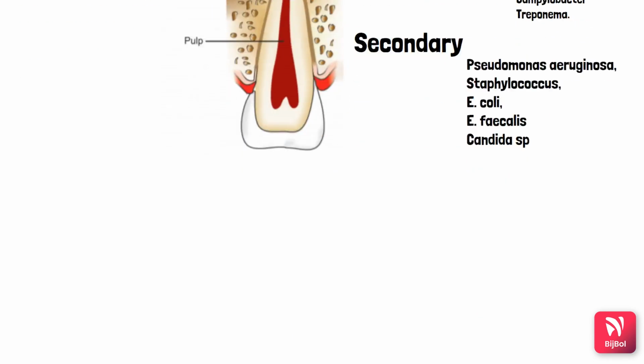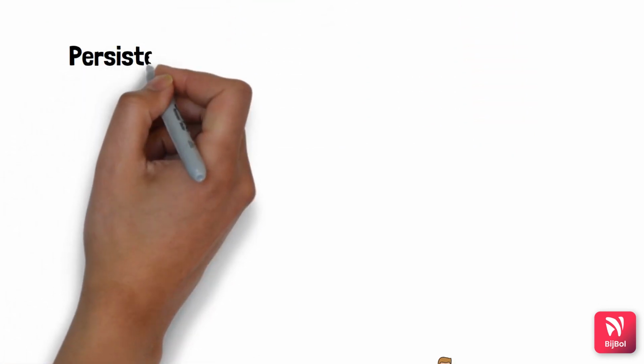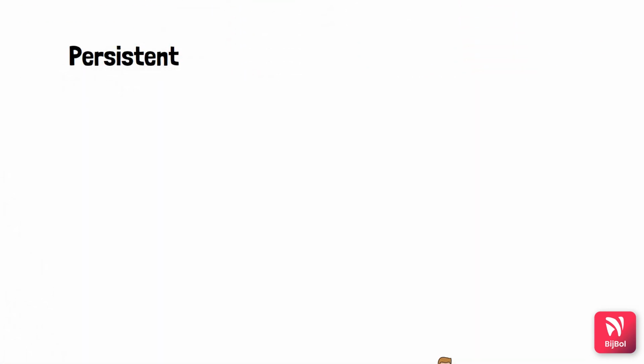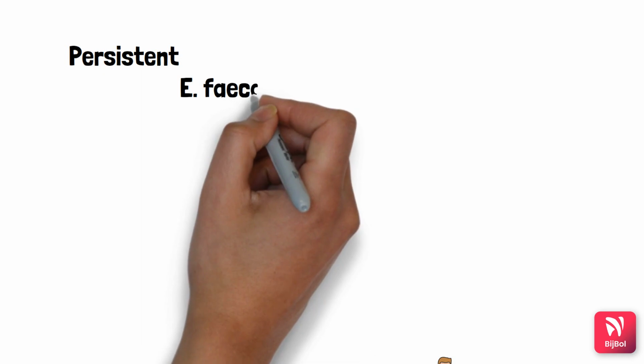And the persistent intraradicular infections are infections in which those microorganisms can survive in the root canal after the intracanal antimicrobial procedures. In these infections, E. faecalis is the most commonly found organism.